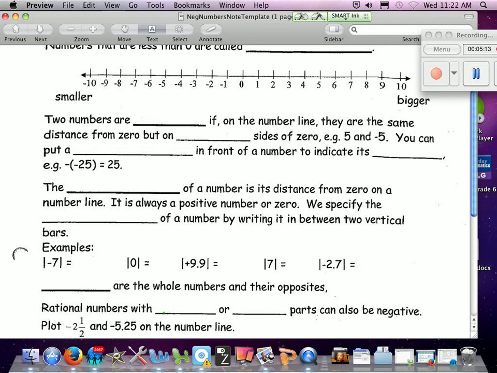Thought the word parts was going to be there. So rational numbers with decimal or fraction parts.